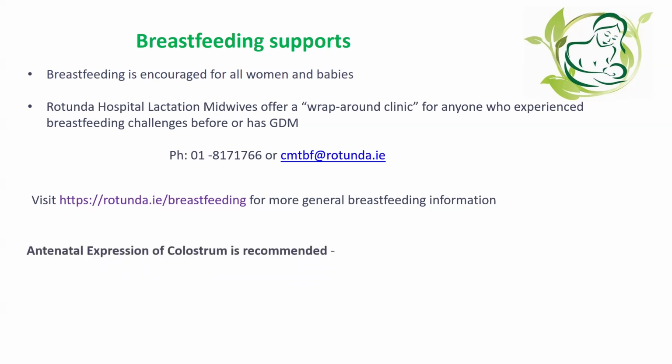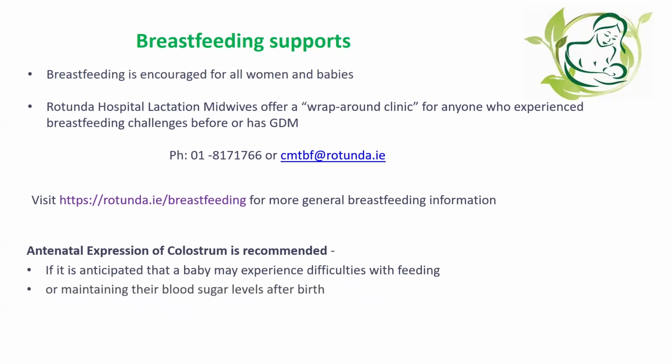And then just some information on antenatal expression of colostrum. So what that means is, in the prenatal period before you have your baby, you can express colostrum from your breasts, and that means whenever baby is born, it has nutrition readily available to be given to baby once they're born. And the reason why that can be helpful is if it's anticipated that baby might experience feeding difficulties when they're born, it's helpful to have colostrum available for baby to feed on.